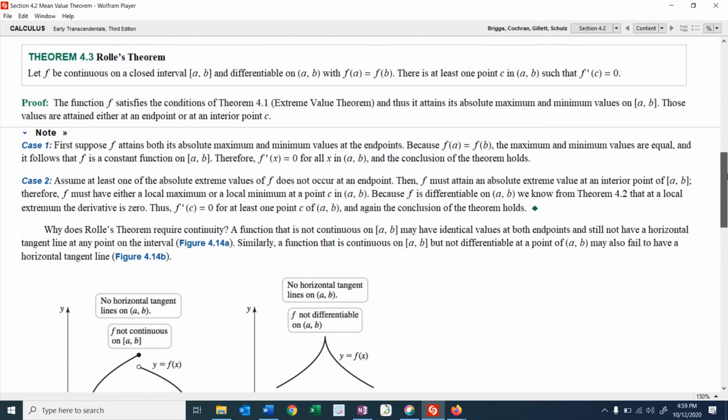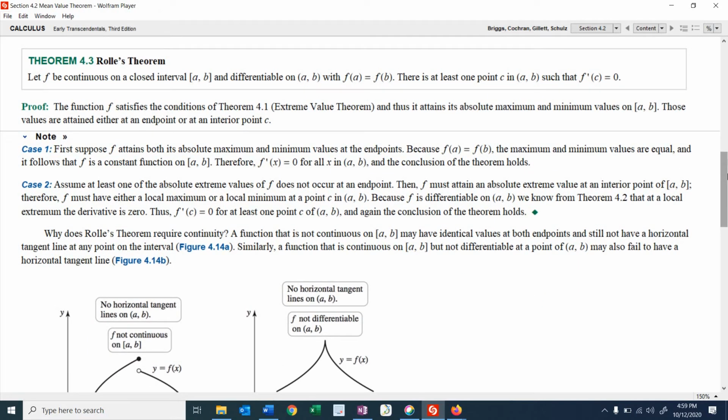But I want to go ahead and show you the proof of the theorem. So let's go over the proof. When you prove any theorem, the first thing you do is you assume that all the conditions are satisfied. So we're going to assume that we have a function that's continuous on a closed interval from a to b, and that it's also differentiable on the open interval from a to b, with f of a equal to f of b. So we're assuming that we have a function that satisfies all three of those conditions. And then what we're going to have to show is that there's at least one point c in the open interval from a to b such that f prime of c is equal to 0.